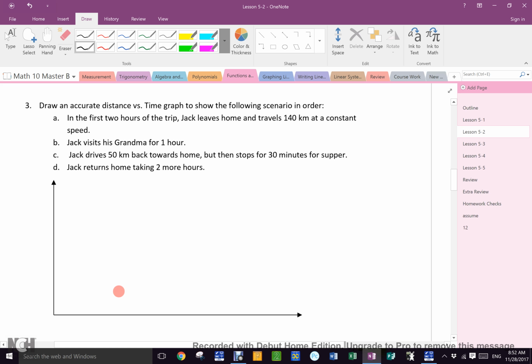Okay? Everybody good? Now, I want you to draw me a distance versus time graph to show this scenario in order. Will it be perfect? No. Will we be able to make little changes to it after we discuss it? Yes. But I want to see what happens when you try it. You can talk to your neighbor. You don't have to do this independently. Go.